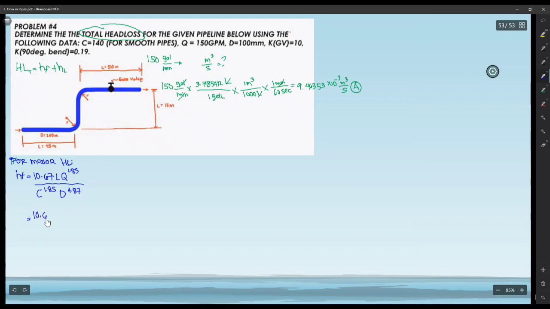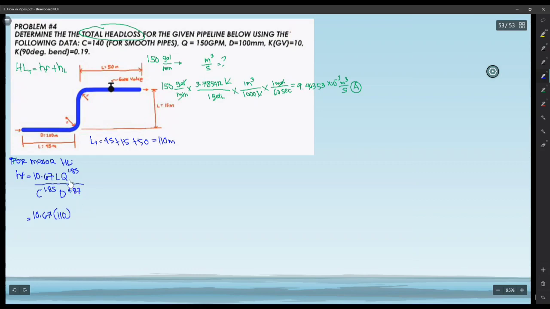So, 10.67 multiplied by the length of the pipe. Look carefully at the length. The total length we consider is the sum of these pipes: 45 plus 15 plus 50. Let's calculate that. When it comes to basic addition, we're weak at that. So what did you get? 110 meters. Let's plug that in here.